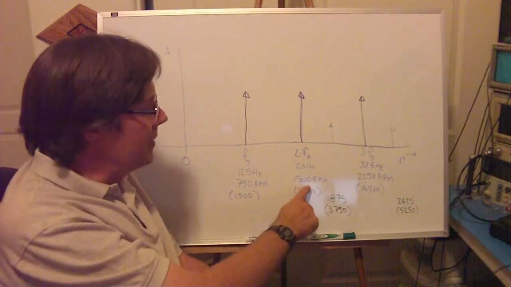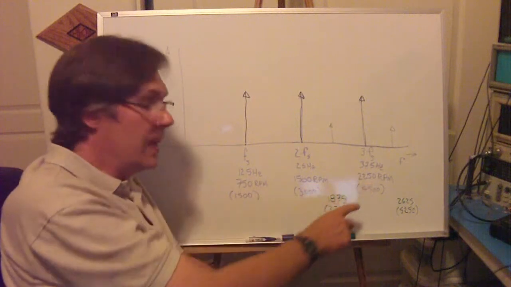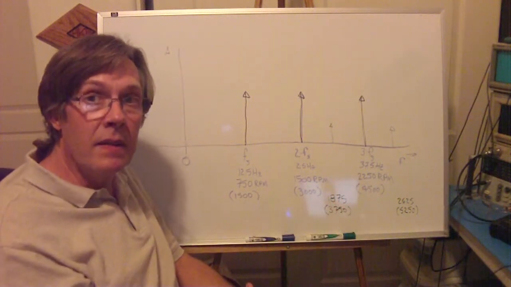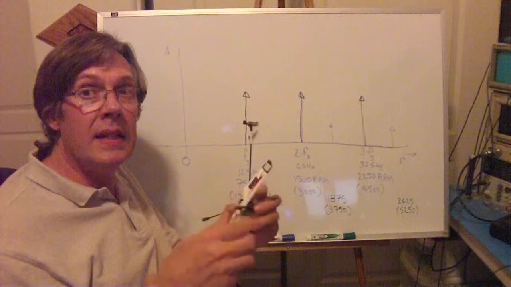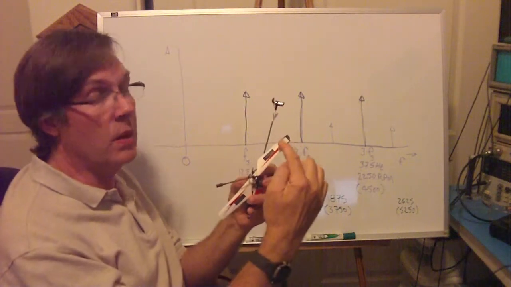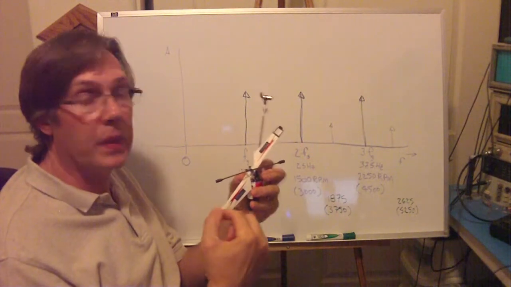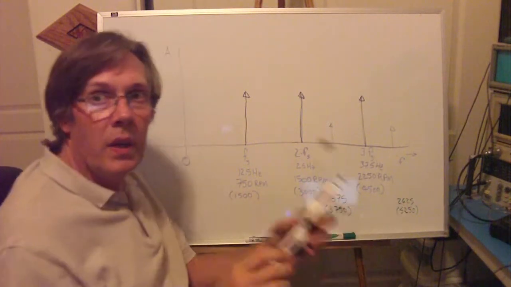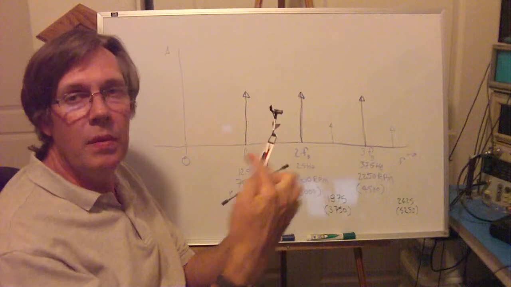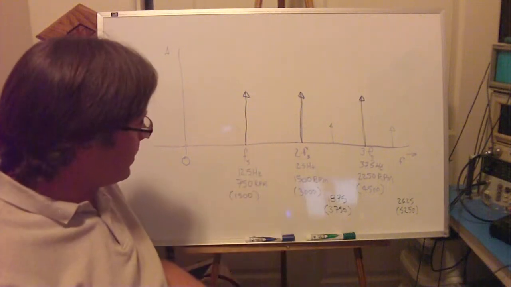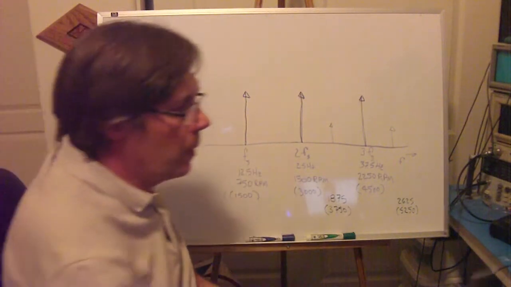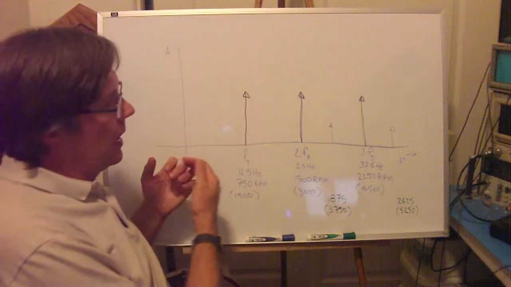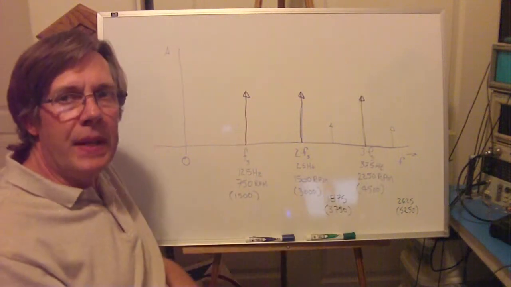So halfway in between 1500 RPM and 2250 RPM is 1875. So what we're going to look for is that at 1875 RPM we see the reflector on both ends. Same thing then at 2625. We expect to see the reflective tip on both ends.